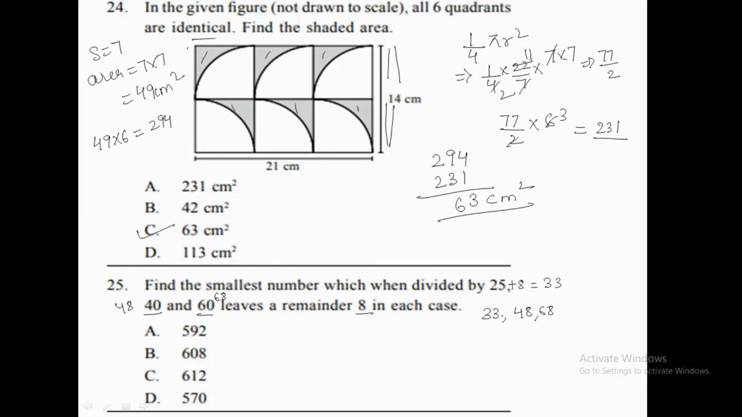Okay, so when we find their LCM, whatever LCM we get, we need to add 8 to it. According to that, we get our correct answer, which is equal to 608.